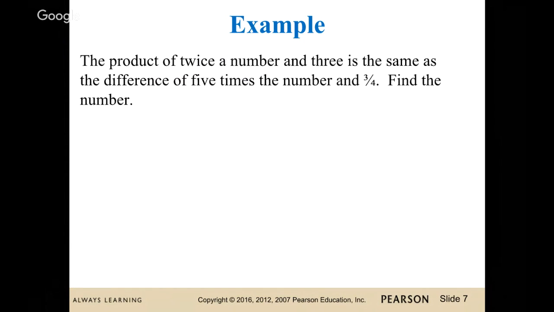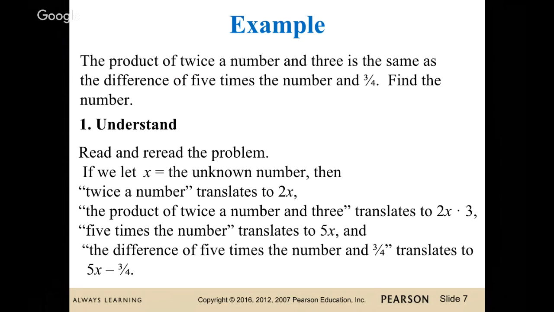The product of twice a number and 3 is the same as the difference of 5 times the number and 3/4. So they want you to find what that number is. What you're doing is you're actually going to be solving for x. So you need to understand what they're looking for. You know that this is a direct translation problem, and they want you to solve for what that number is. So twice a number, that's going to be 2x. And 3, that's just going to be plain old 3.